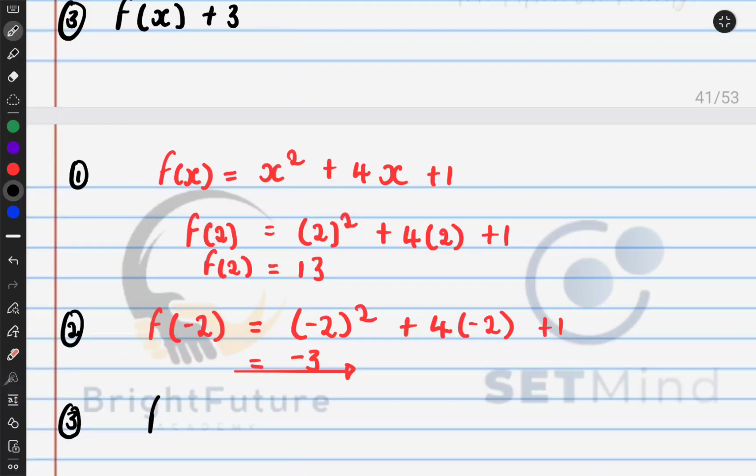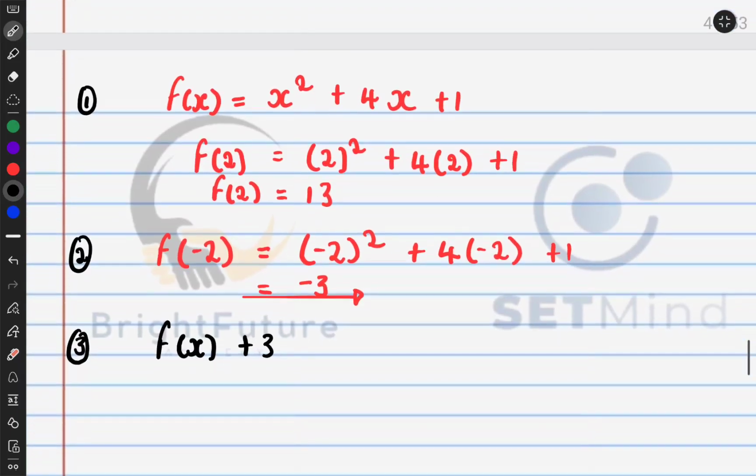Now example number 3, we're given f at x plus 3. So you see what is happening now? That 3 is not the value of x that we are supposed to substitute wherever we see x, but now the 3 is added to the output.